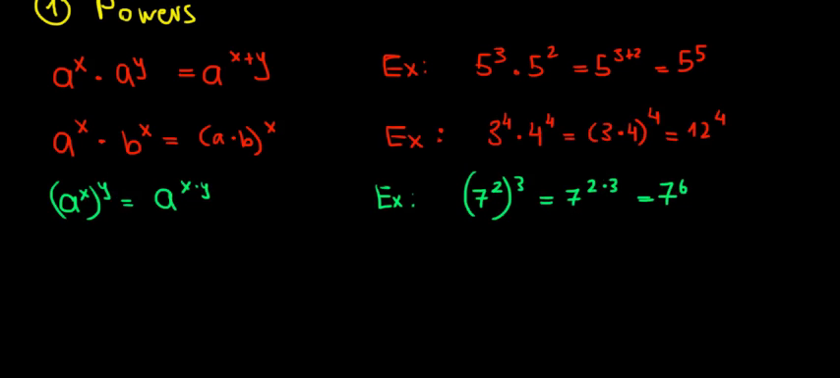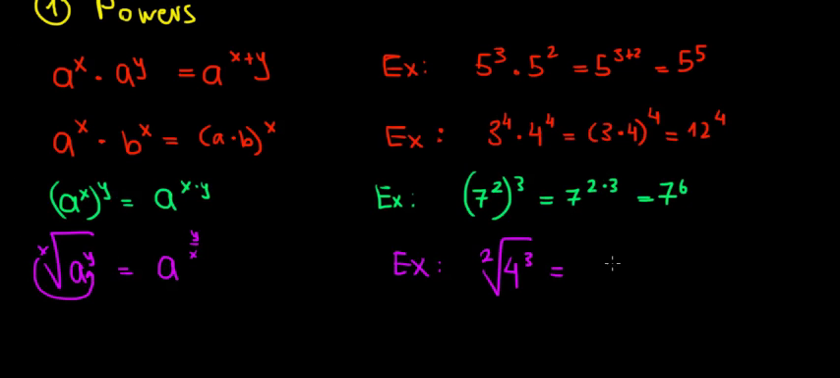Okay, what if we have x root of a to the power of y? So we have x root of a to the power of y. Well, that would be a, the number, to the power of y over x. So this thing goes below it. Let's give an example. If we would have 2 root of 4 to the power of 3, that's the same as 4 to the power of 3 over 2.